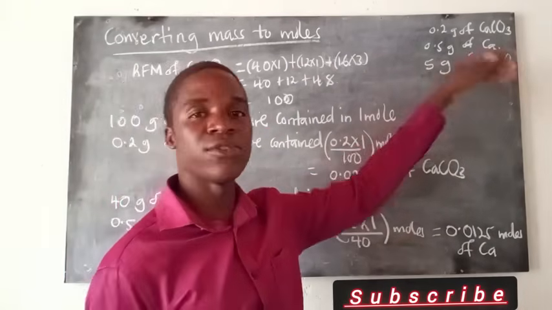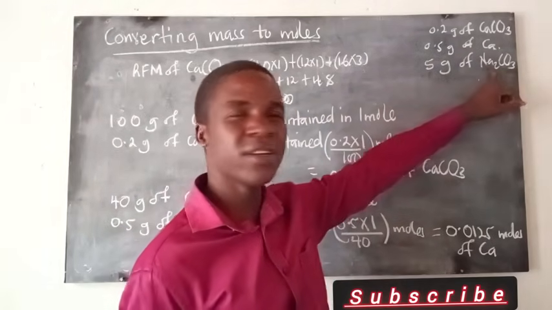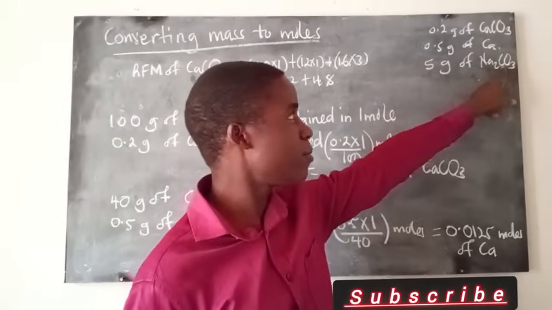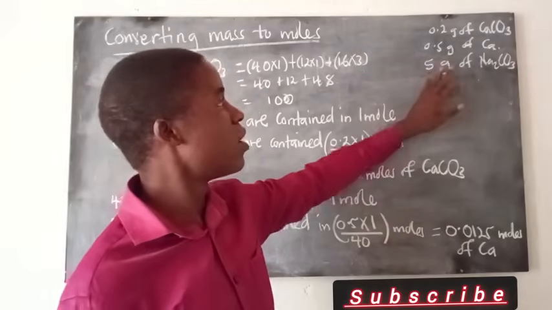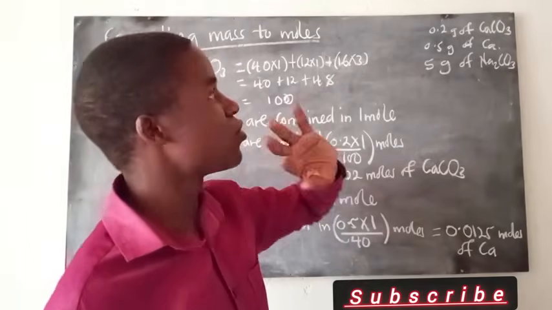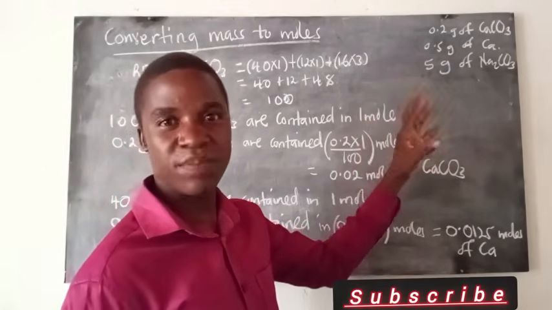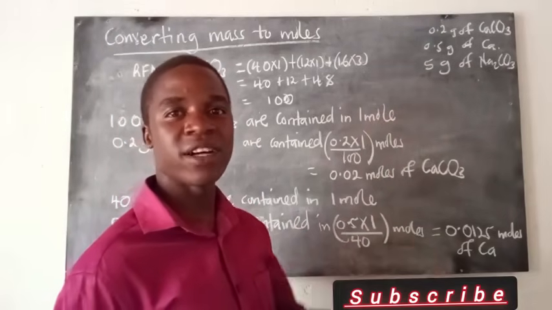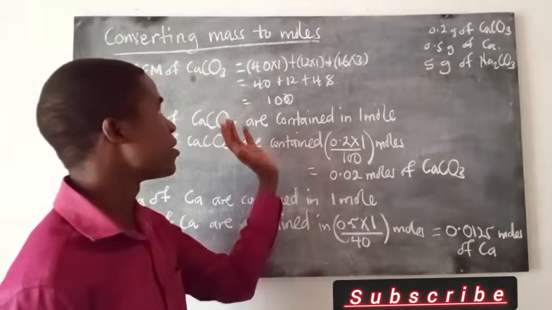Someone has to go through this and calculate the number of moles in 5 grams of sodium carbonate. Just know that when you calculate the RFM of sodium carbonate, the answer is 106, if you take sodium to be 23, carbon 12, and oxygen 16. If you go ahead to calculate, you will get the answer. Then also you can try 5 grams of magnesium, where magnesium equals 24, and give us the answer in the comment section. We shall read it. So this is how we can convert mass to moles.